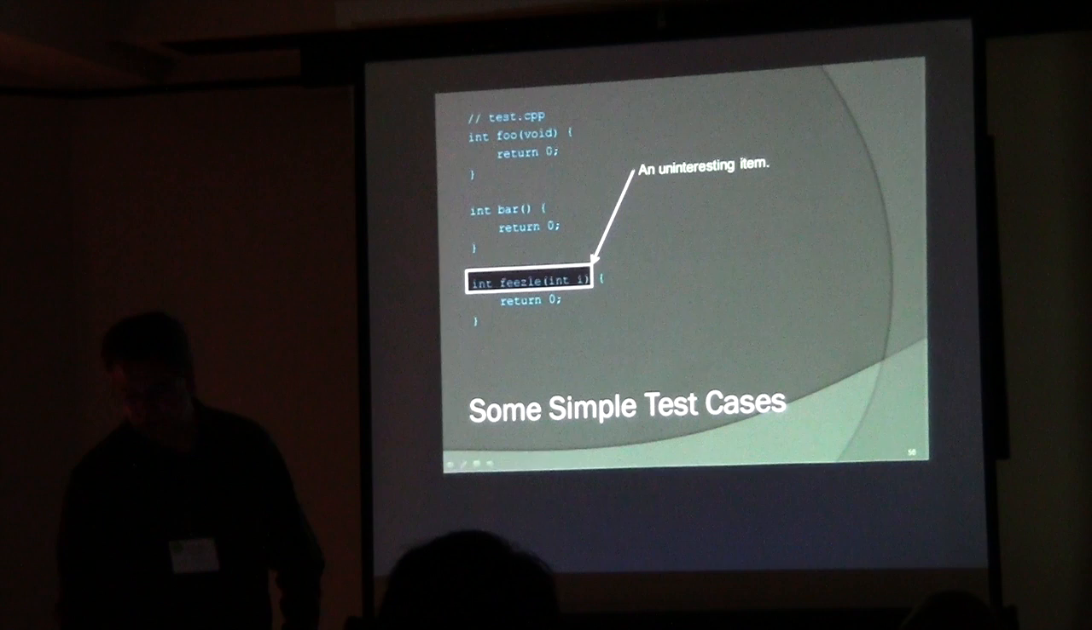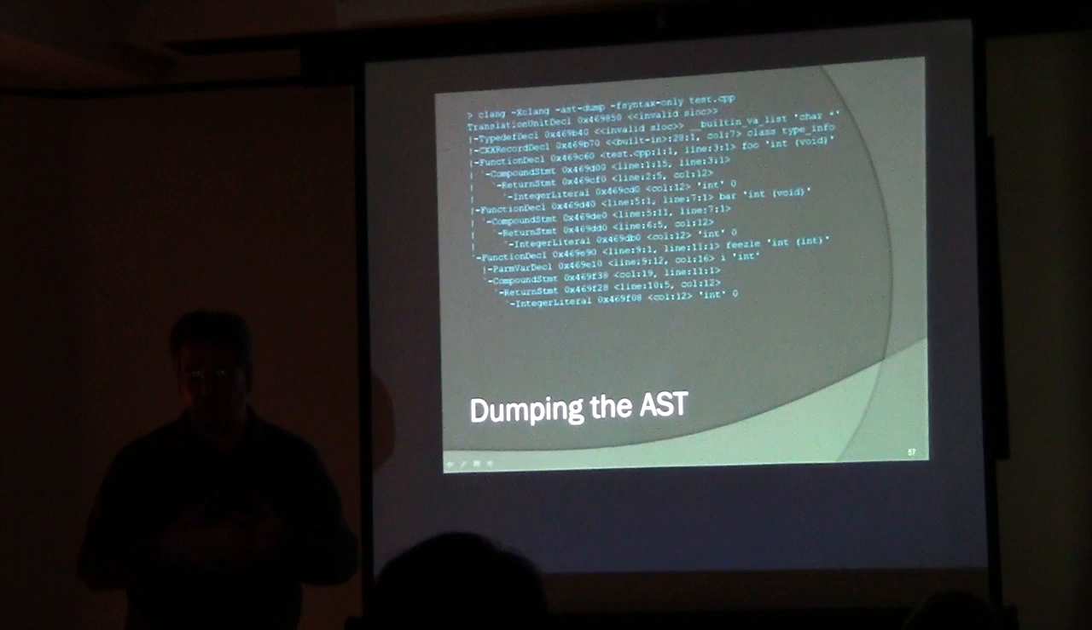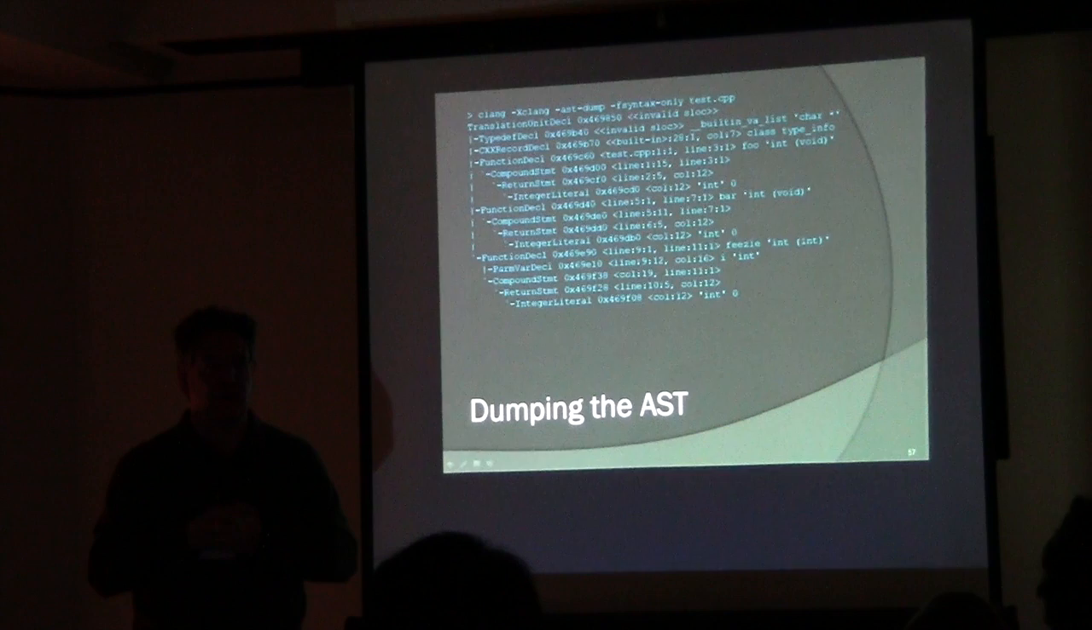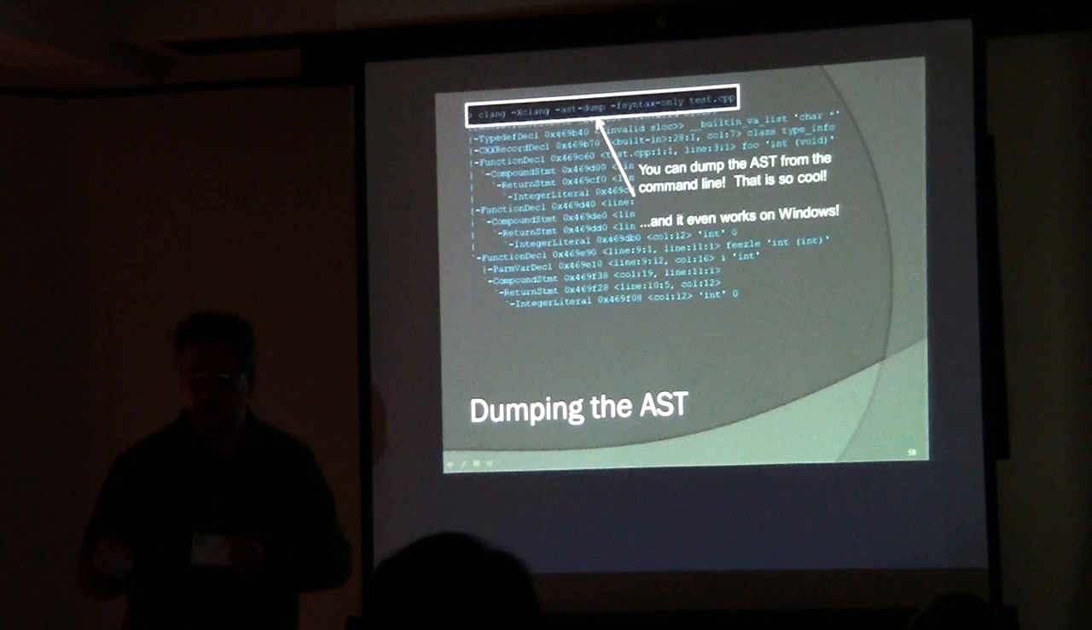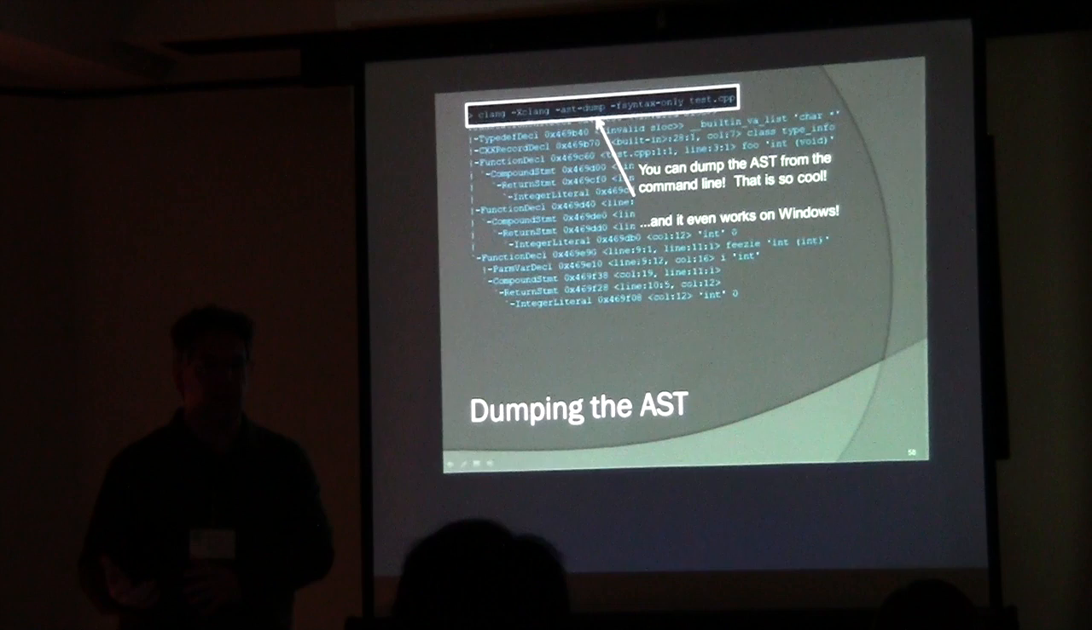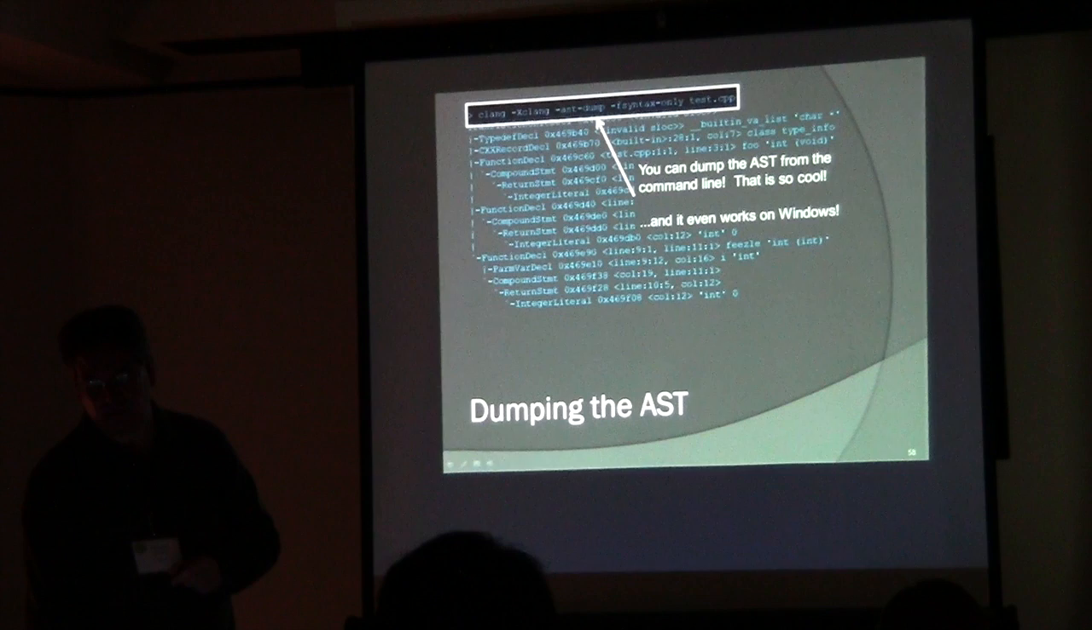Now, what's nice about Clang is that you can dump the abstract syntax tree just from the command line. We can do that by passing -Xclang -ast-dump -fsyntax-only and the name of our source file. It will then parse the file and dump out whatever abstract syntax tree it found in a pretty printed tree style representation. And this works just fine on Windows, so you don't need to run the Microsoft compiler to get anything going here. This is just pure parsing and then building an AST and then dumping out a representation of the AST.